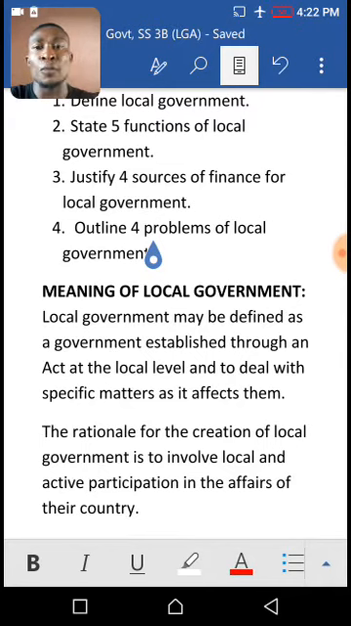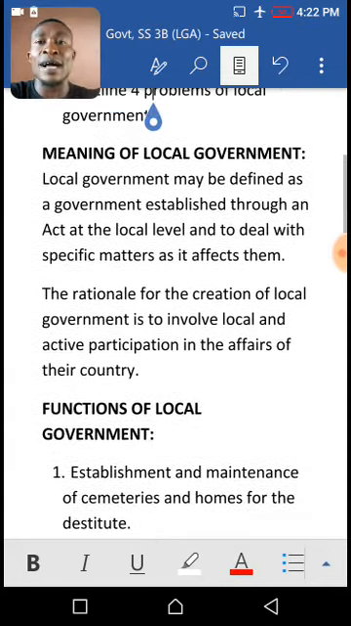Before I jump into the definition of local government, I would like to remind you about the topic on federalism. I told you that federalism is a system of governments whereby powers and authorities are shared among the 3 levels of government, namely the federal, the state, and the local government. And here we are going to look at the local government as a separate entity.